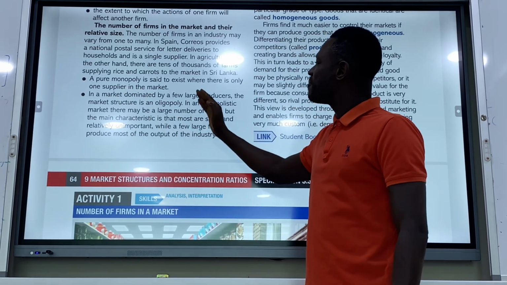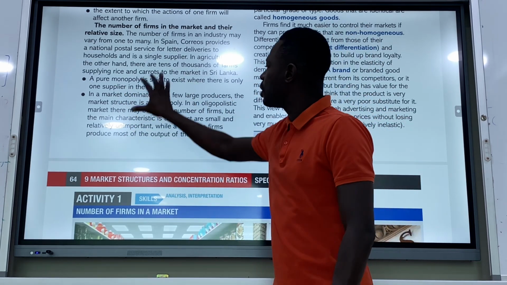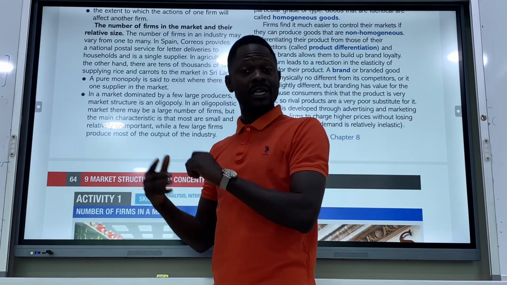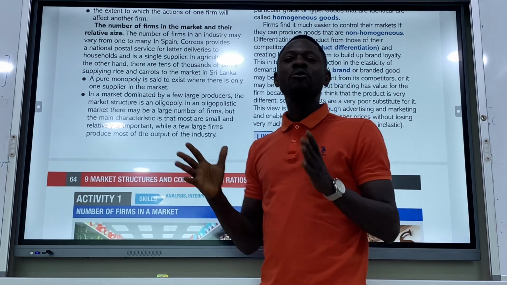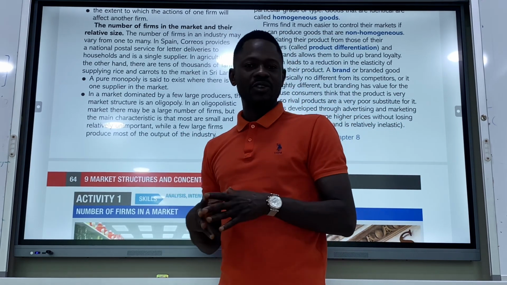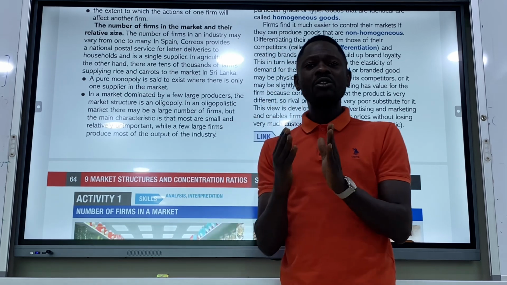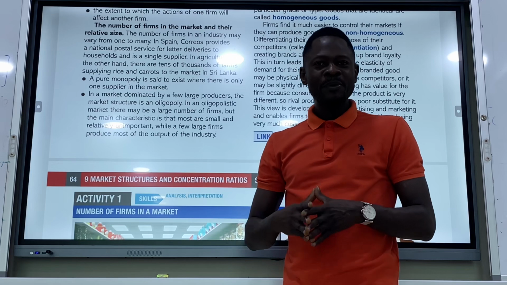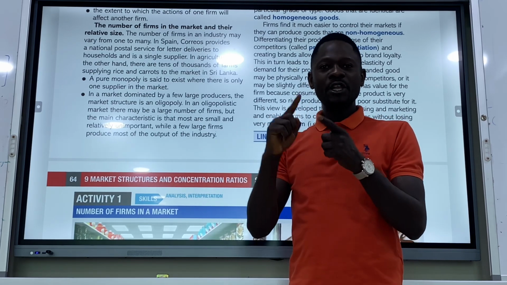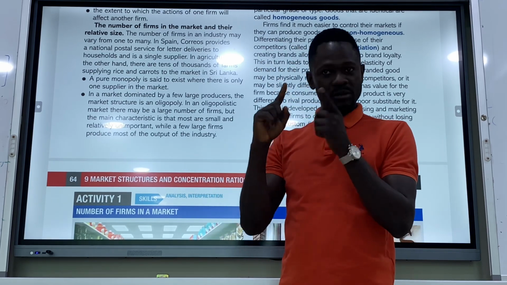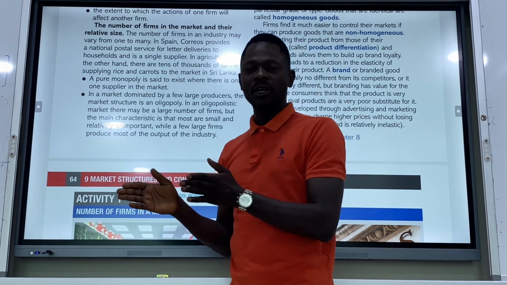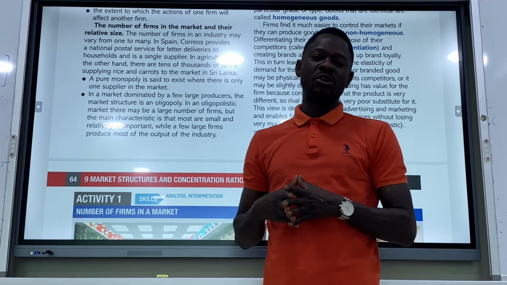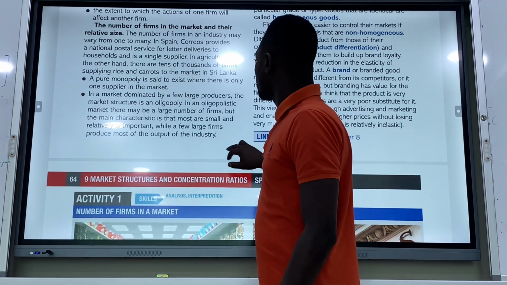In a market dominated by a few large producers, the market structure is an oligopoly. So a monopoly is a market structure where you have one supplier of goods or services. For oligopoly, we have a few large firms dominating the industry. Here we're still talking about the number of firms and their size in the market. The first is where the number of firms is single. That makes it a monopoly. The other one is a few large firms dominating the industry. That is oligopoly.